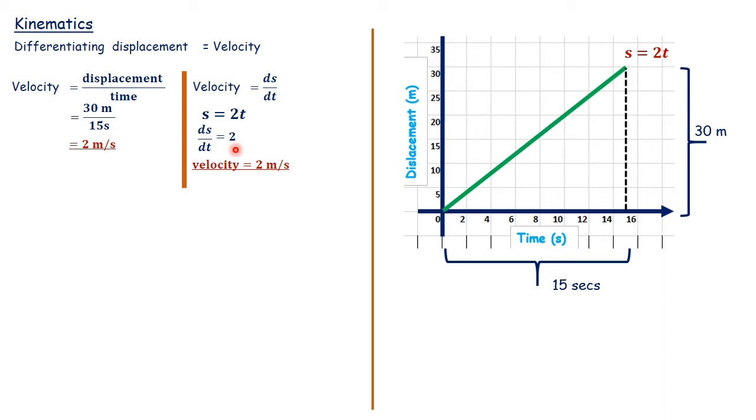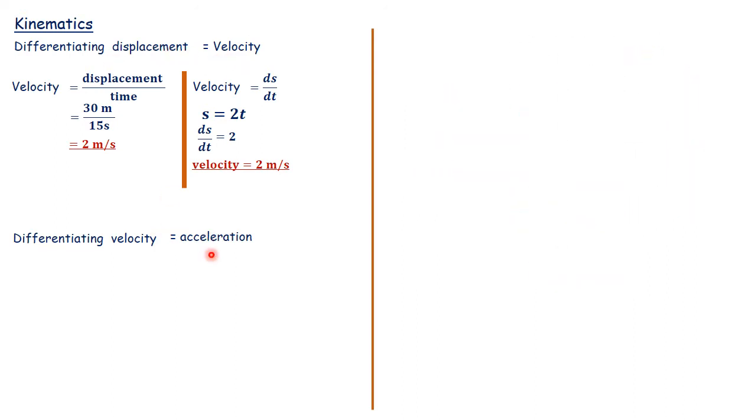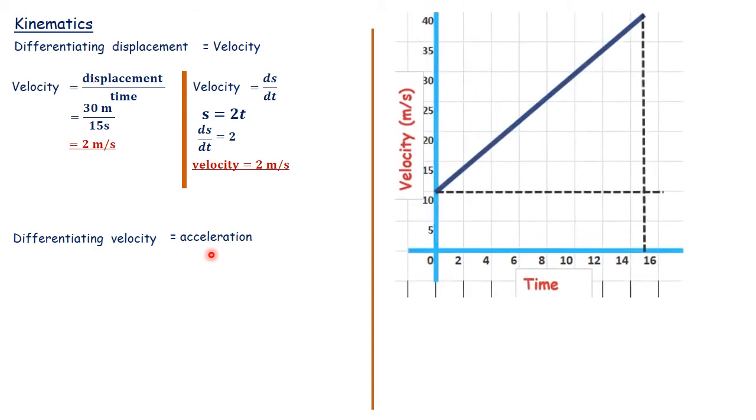Having said that, I want to go to the next part, which is acceleration. And let me say this: differentiating velocity with respect to time gives acceleration. Remember, this is the second derivative of the displacement time function. So we differentiated first to get velocity. Differentiating that velocity gives us acceleration, and therefore let's explain that again with another example.